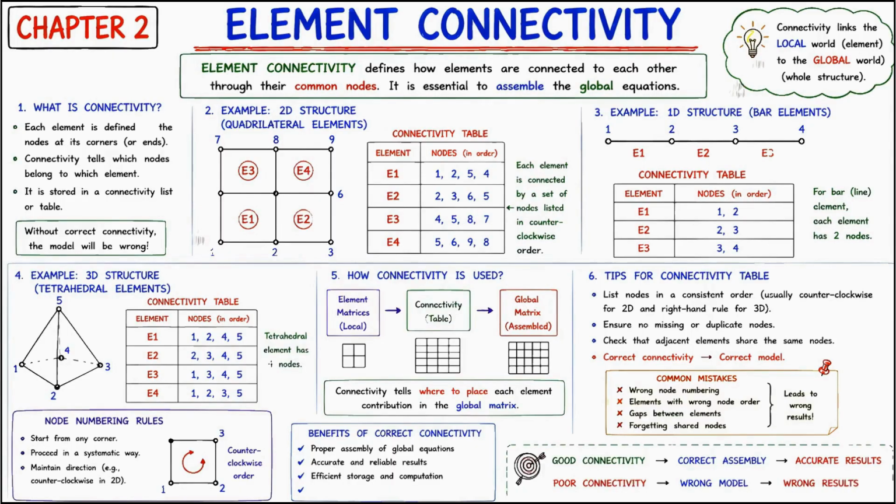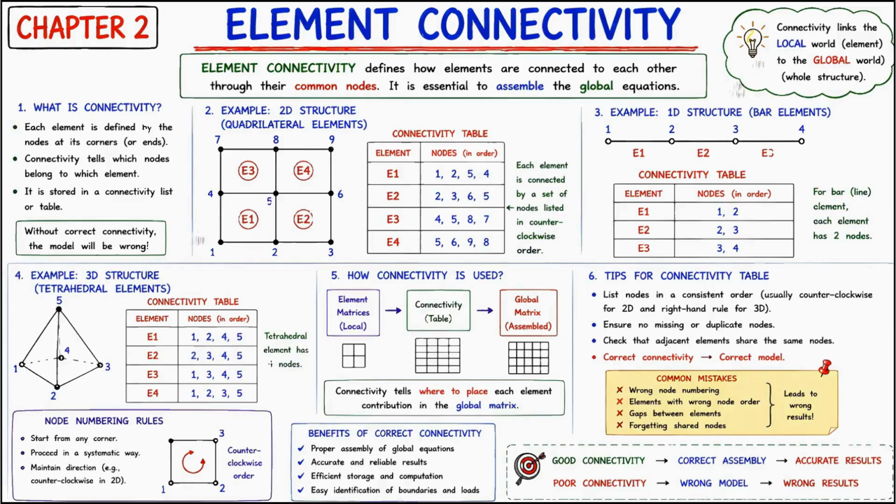Now let's understand why connectivity is so important. During finite element analysis, every element first develops its own local stiffness matrix. However, the structure behaves as one continuous body. Therefore, all these local matrices must be combined into one large global stiffness matrix. Connectivity provides the information required for this assembly process. Without correct connectivity, the global matrix will be assembled incorrectly, and the entire analysis will produce wrong results.